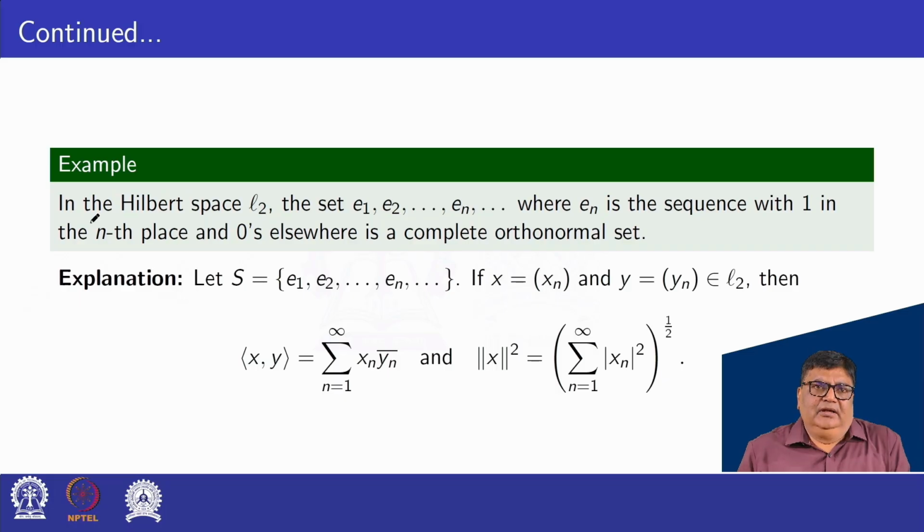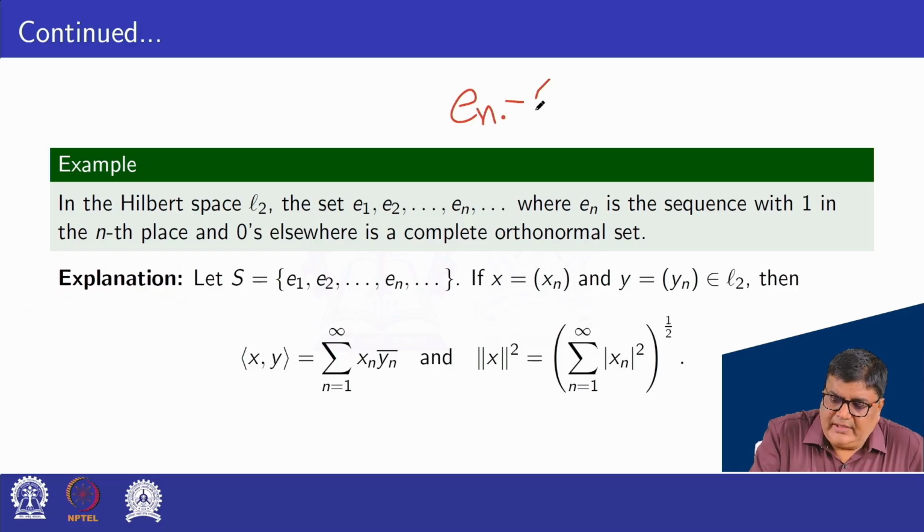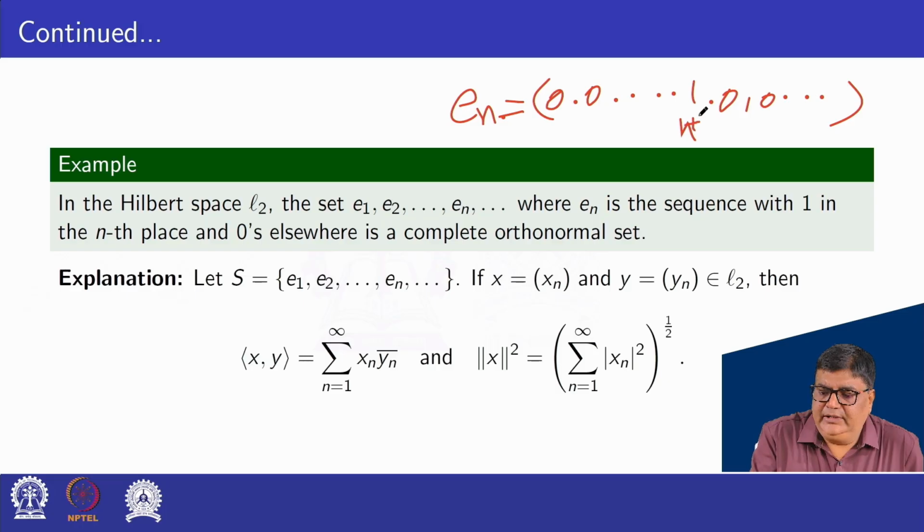For example, in the Hilbert space L2, the set e1, e2 and so on en, where en is a sequence with 1 in the nth place and 0 elsewhere, is a complete orthonormal set. This is the usual meaning of e1, e2 and so on en, that is en equal to 0, 0 and so on, 1, 0, 0, with 1 at the nth place.